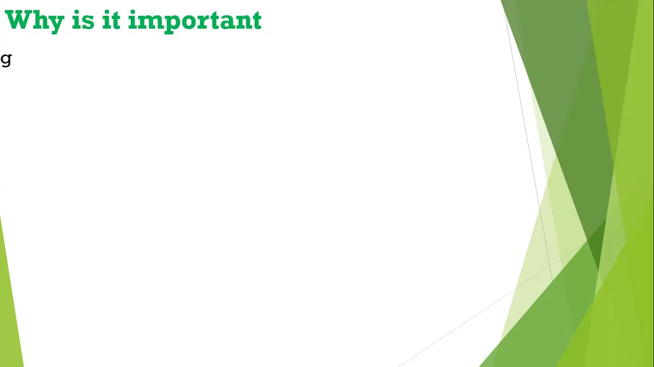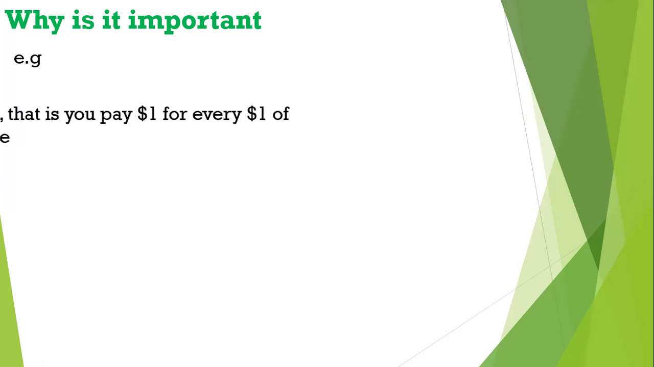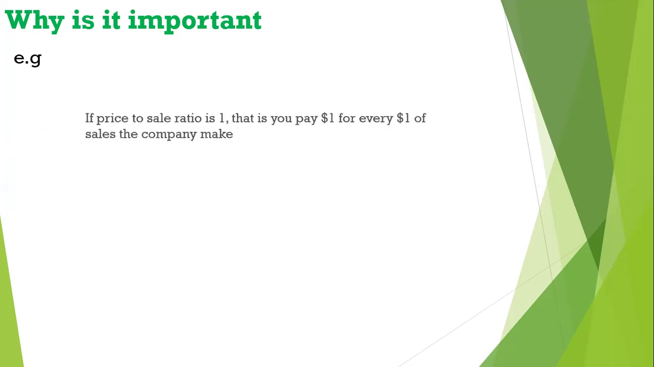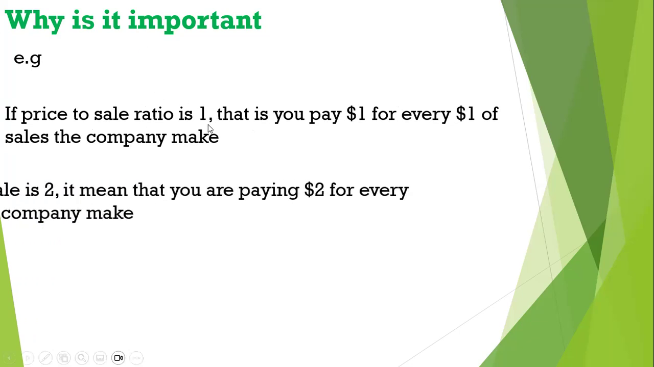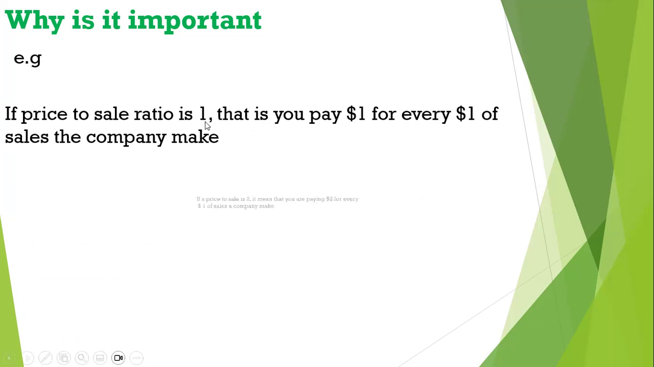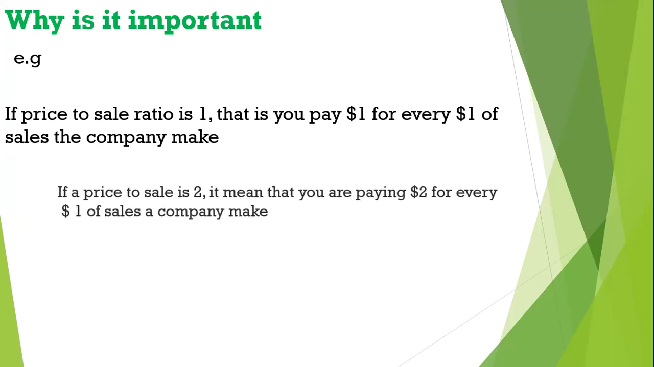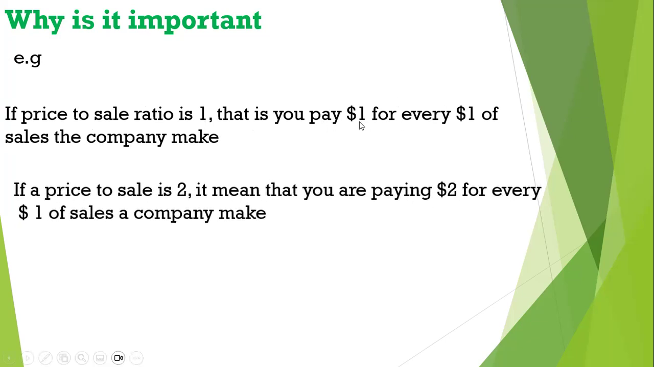Why is it important? We have so many points, so I think these next three points will sum up the whole thing and might help you understand the price to sale ratio. This one will give you more understanding. If your price to sale ratio is 1, it's always presented as 1x, this means that you're paying $1 for every $1 of sale or revenue the company makes. So it's just like equal.